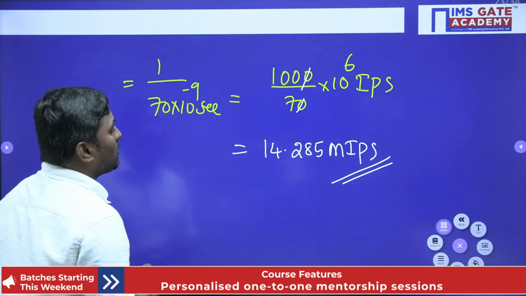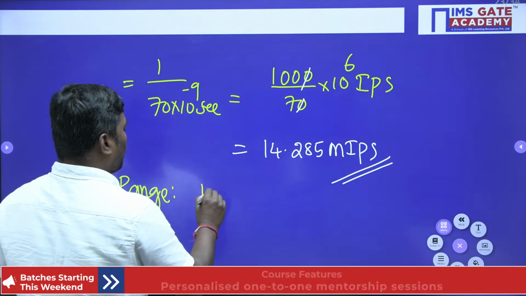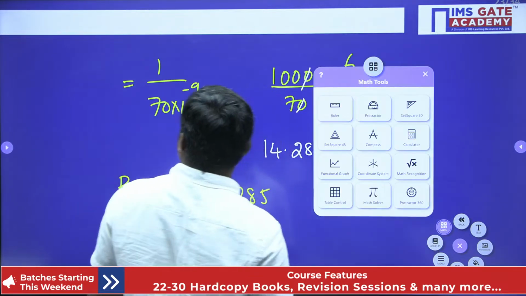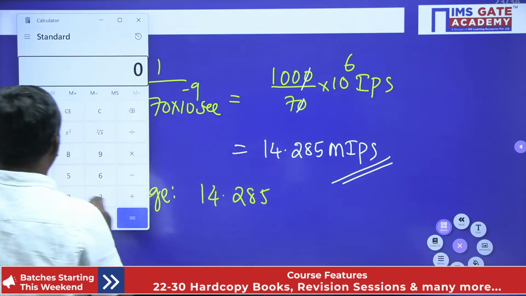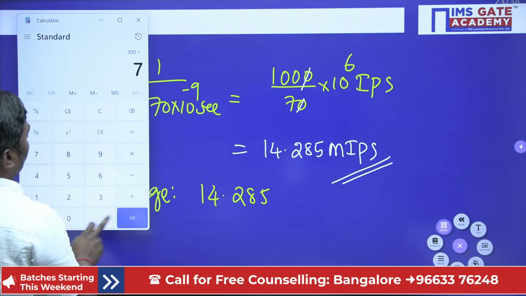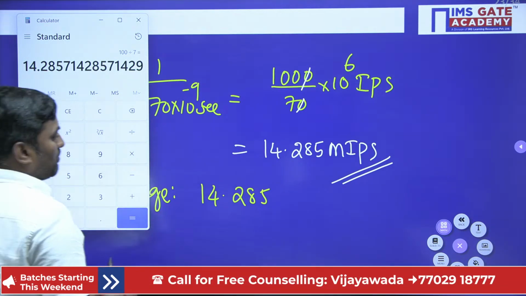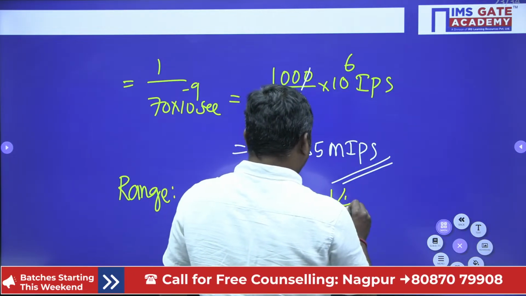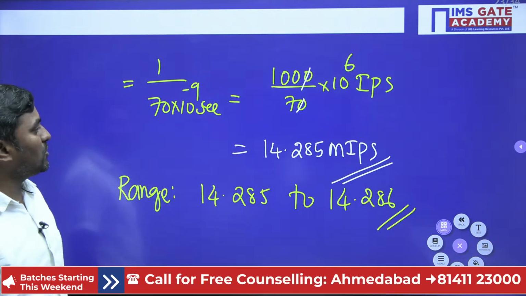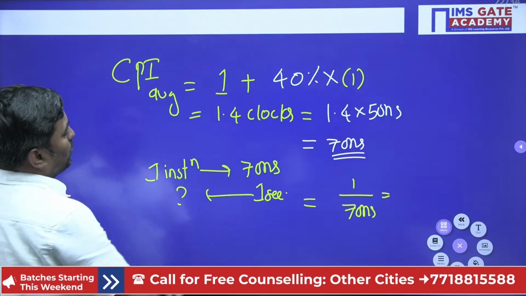They said up to 3 decimal places, right? What is the range? 14.285. Yes or no? Any rounding? This is 100 by 7, so 14.2857 and so on, which can also be marked as 14.286. So this is the range of this answer. I hope you understand how to calculate this throughput here.